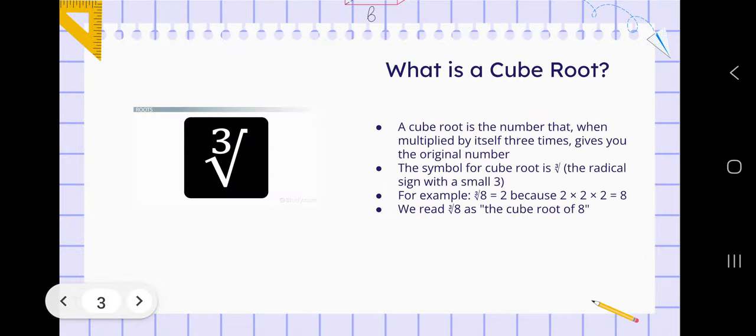What is a cube root? A cube root is a number that, when multiplied by itself 3 times, gives you the original number. The symbol of a cube root is the radical sign with a small 3. For example, the cube root of 8 is equal to 2 because 2 times 2 times 2 is 8.